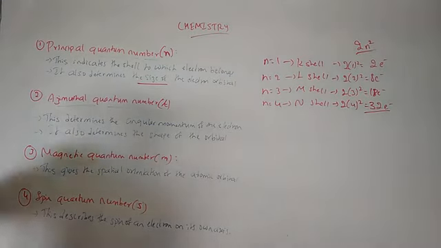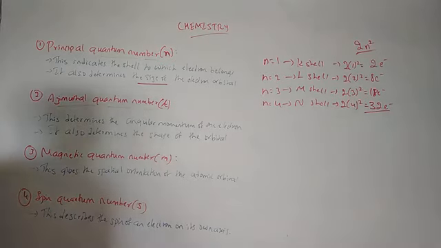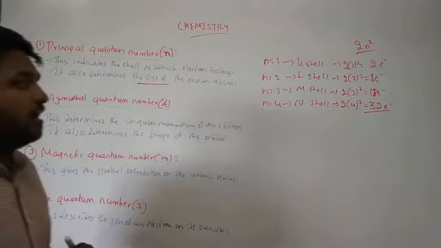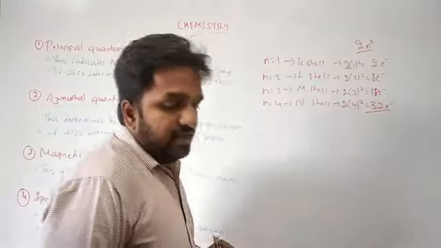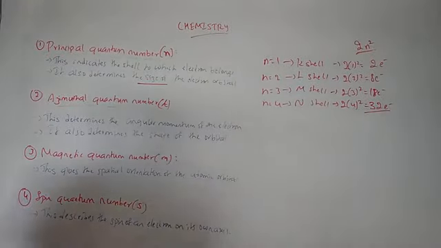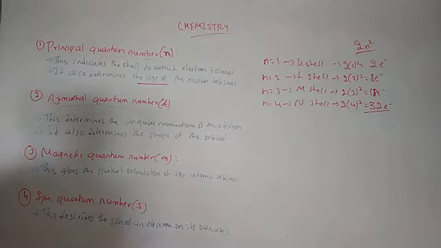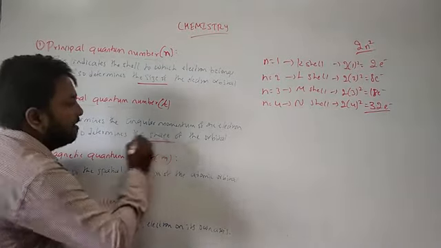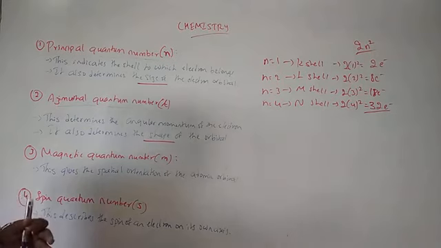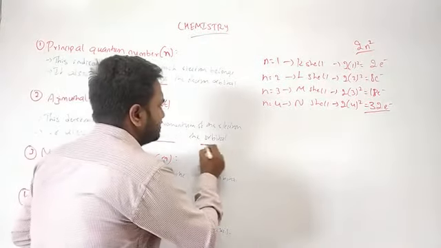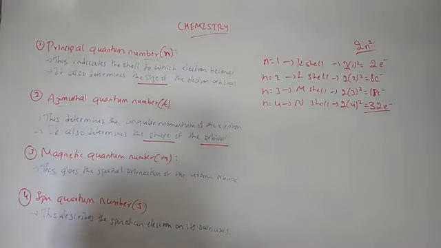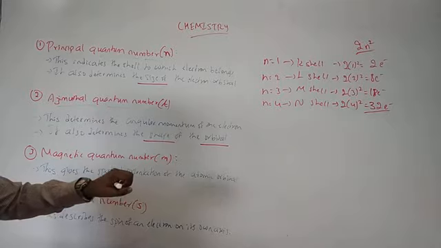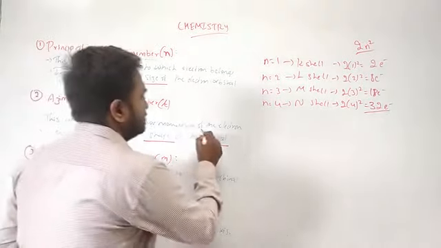Now let's go for the second one, that is the azimuthal quantum number. This determines the angular momentum of the electron, and it also determines the shape of the orbital. We have main shells, and later the subshells. Subshells are what we call orbitals. Generally we call them subshells, but the key term is orbital.